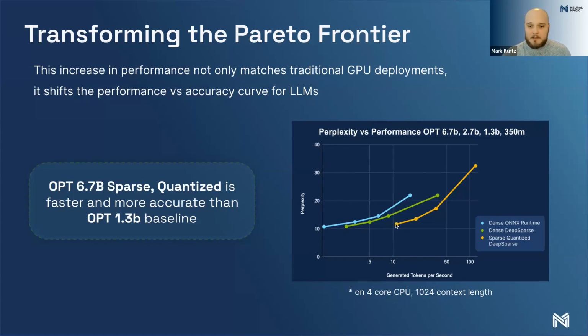And what that means is if we look at it as compared to our dense ONNX runtime baseline, which is our 1.3 billion right here, or even just the dense baseline in DeepSparse, which is 1.3 billion, we can see that not only are we more accurate with our 6.7 billion model, but the sparse quantized version is even faster than both of those. So now, whenever we have our inference constraints set up, say that we need to generate 10 tokens per second so that the user doesn't leave the app, or whatever your constraints might be, or maybe you want to run more streams, things like that. Ultimately, this means you can deploy a larger model and a more accurate model, but keep the exact same performance or better.